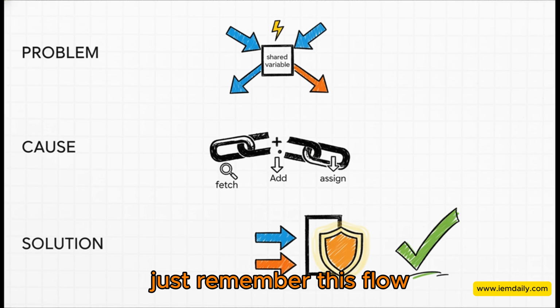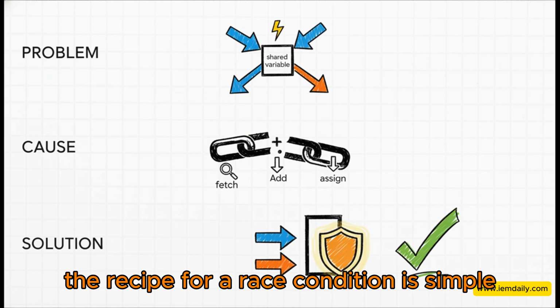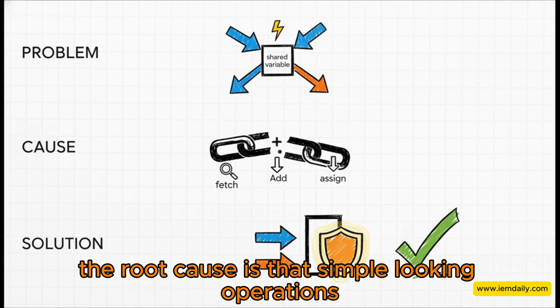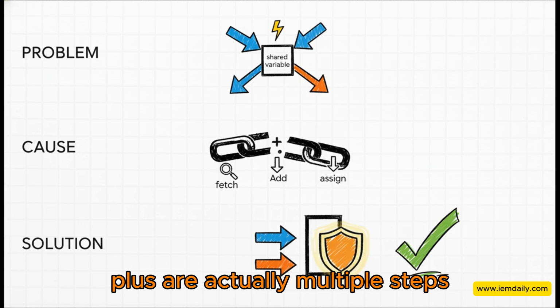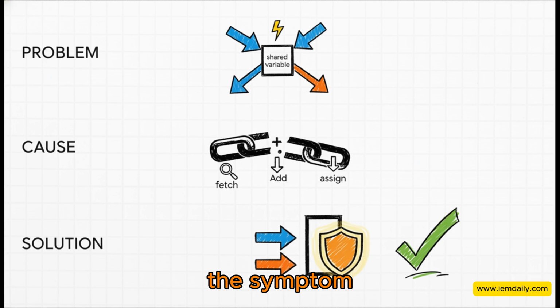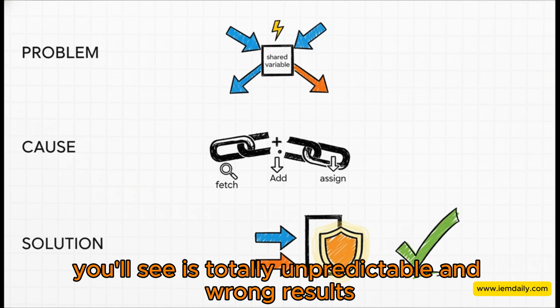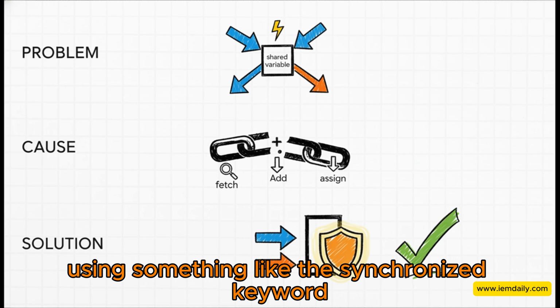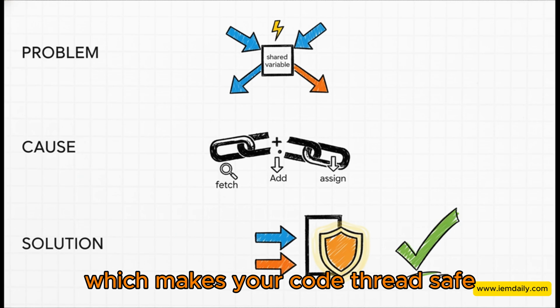Just remember this flow. The recipe for a race condition is simple. Multiple threads trying to change one shared thing. The root cause is that simple-looking operations like count++ are actually multiple steps. The symptom you'll see is totally unpredictable and wrong results, and the solution is to control access using something like the synchronized keyword, which makes your code thread safe.